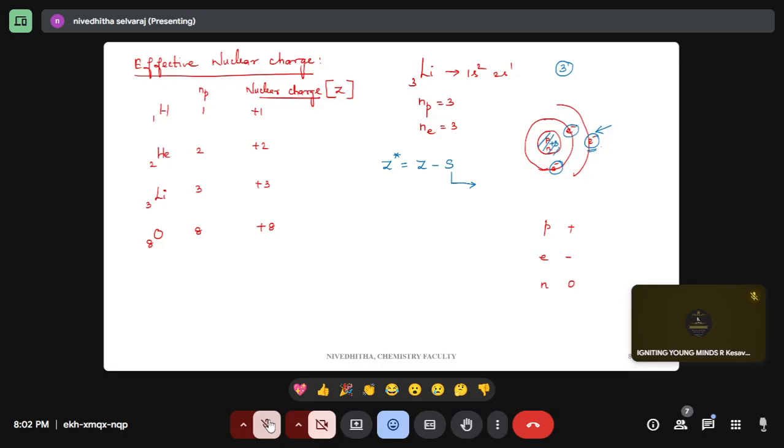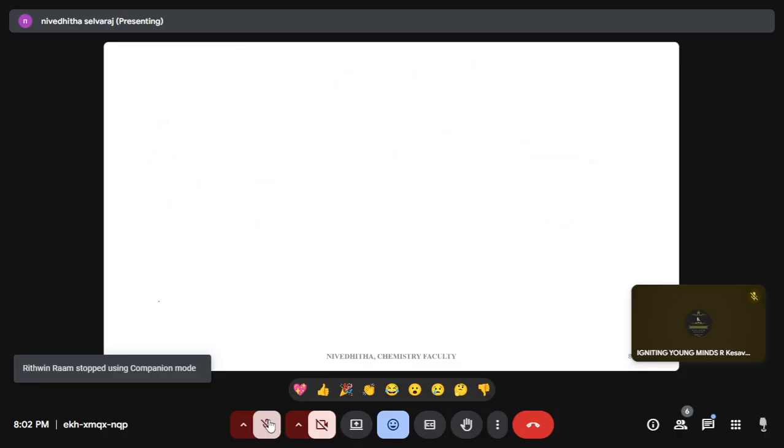Okay. So now we understood what is nuclear charge and effective nuclear charge. Now we're going to see the trend: as we move from left to right in the periodic table, what is happening to nuclear charge, and as we move down the group, what is happening to the nuclear charge. Let us take group 1 elements: lithium, sodium, potassium, rubidium, cesium, and francium. The atomic number of lithium is 3, sodium is 11, and potassium is 19.